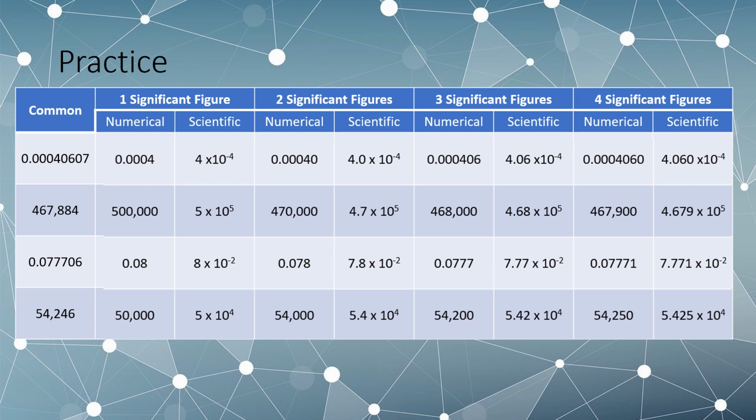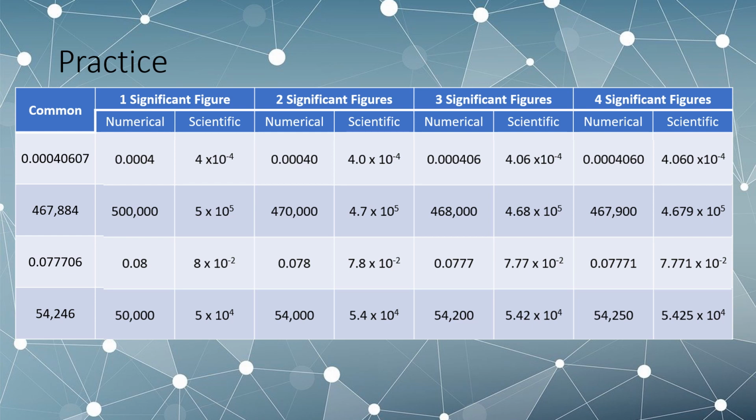So let's just look at our second example quickly, 467,884. When I've asked you to write that to one significant figure, some of you might just go, oh, well, it's 4, so I'll just write 400,000, because you've got to remember that then those zeros aren't significant. However, because there's a 6 in the next column, or in the 10,000s column in this case, we need to round that number up to represent what that number is. Because 6 is greater than or equal to 5, it becomes 500,000 in this case.